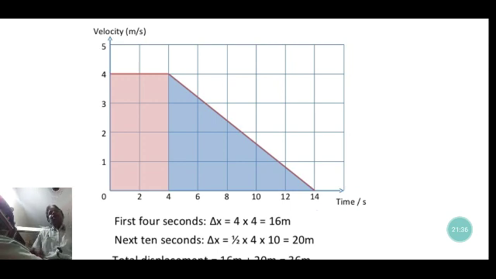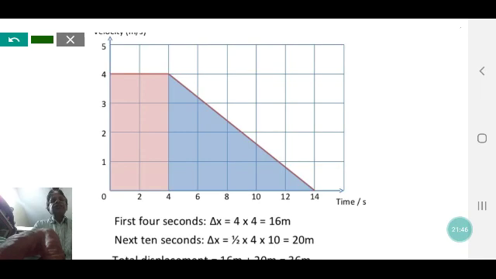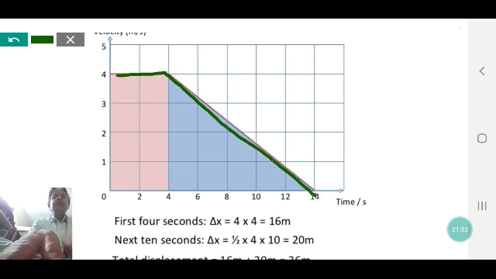Now, how can you find the total displacement of the object moving? We can easily find the area under the velocity-time graph. Here it is, the velocity-time graph. This line is the velocity-time graph of the object between the time interval 0 to 14 seconds.